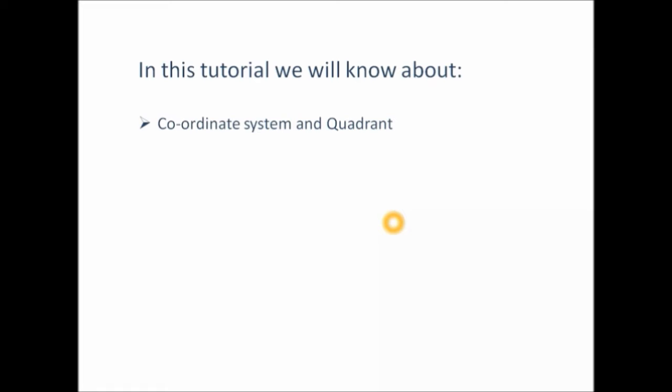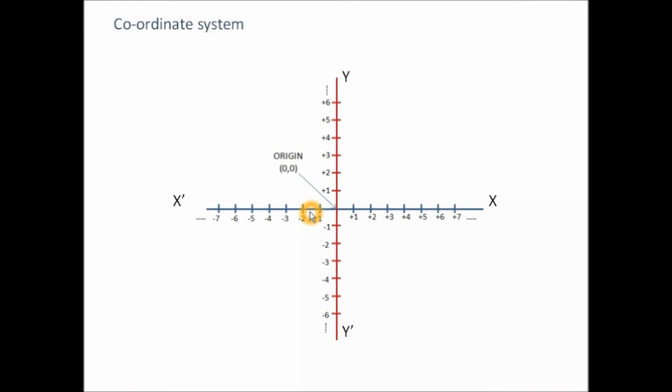In this video, we will know about coordinate system and quadrants. Coordinate system. At this time, what we are seeing on the screen is called coordinate system. It is having two axes. One is x-axis and the other one is y-axis. These axes are perpendicular to each other. It means it makes an angle of 90 degree with each other. We can see the angle of 90 degree like this.